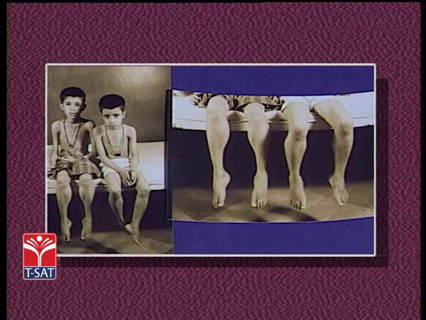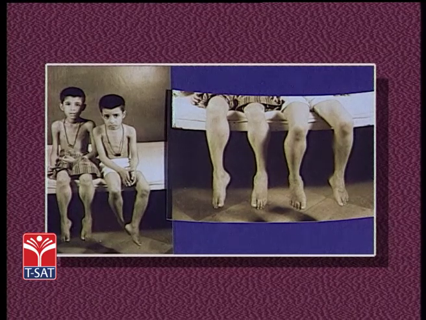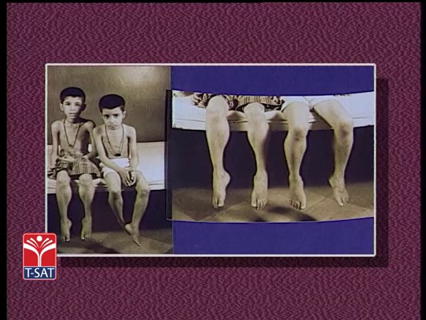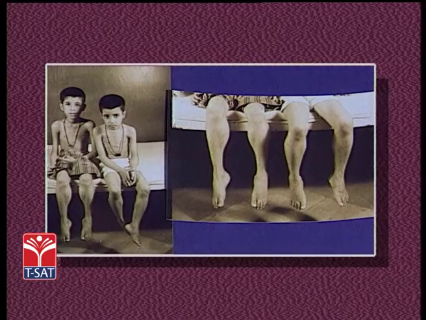As the disease progresses, the weakness of the muscles also increases both in the legs as well as in the hands, and they become completely bedridden by 10 years of age, and they die by 20 to 25 years. This condition is known as resistant rickets, vitamin D resistant rickets. It is an X-linked dominant disorder.